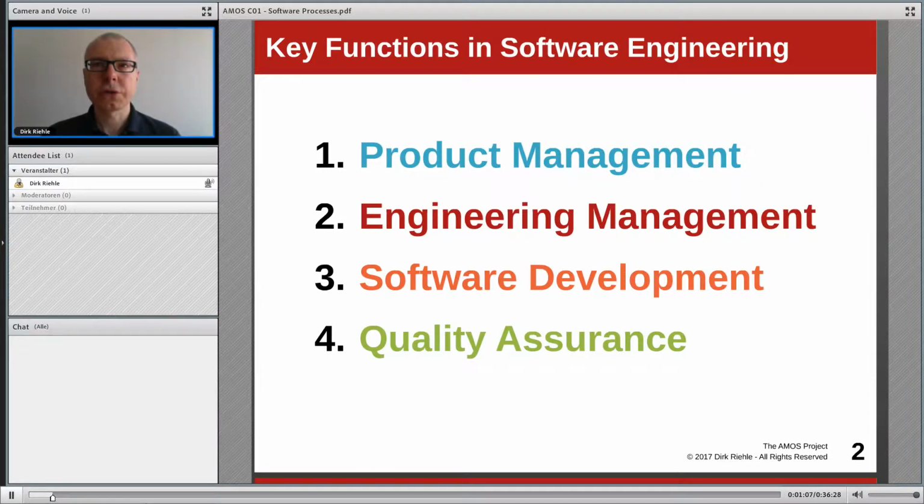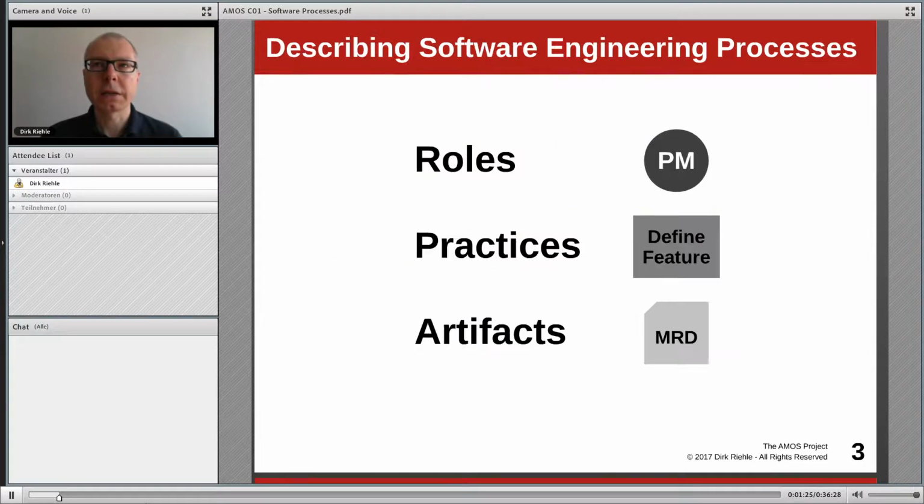When we look at traditional software development, or the classic model, we can certainly distinguish these four key functions, and they've been pretty much stable for other processes as well. There's product management, engineering management, software development, and quality assurance. And these are roles, ideally, or best cast as roles that people play.